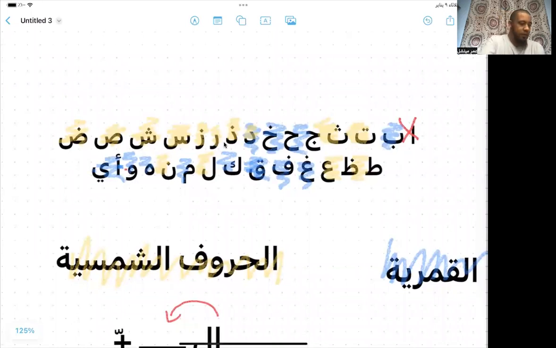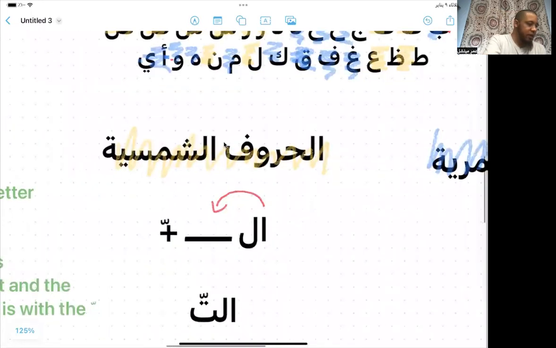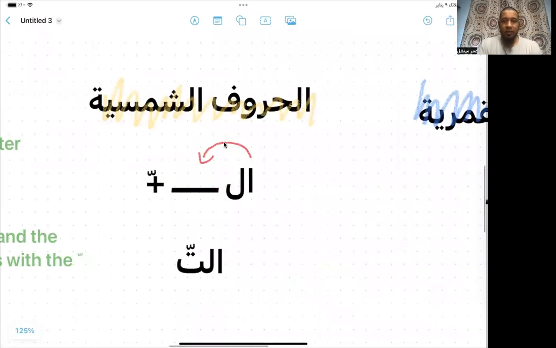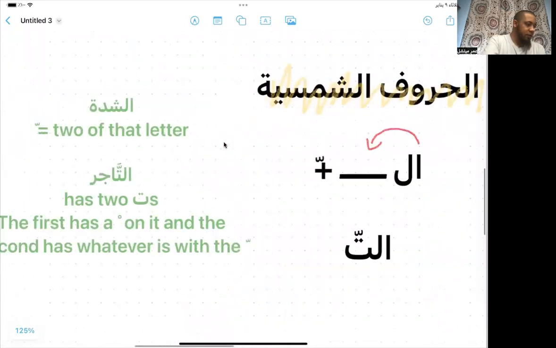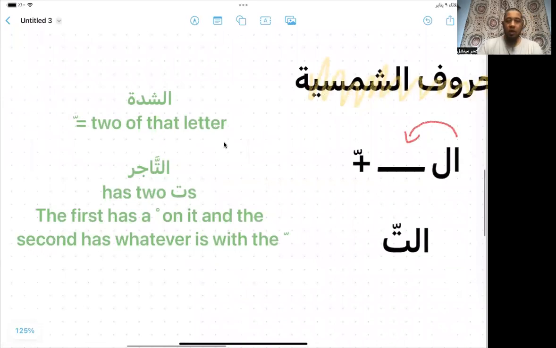With the Huruf Shamsiyya, it's a very simple process. It's going to be an alif and a lam, and with the Huruf Shamsiyya, the letter after them will be there, and there will be a shadda over that. And what does shadda mean? Shadda means that there are 2 of those letters, even though there's only 1 written.